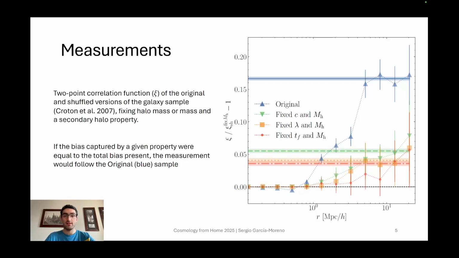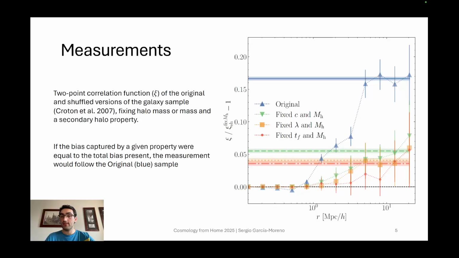To measure the total galaxy assembly bias present in any given galaxy sample, we must first shuffle the galaxies between halos of similar mass. Then we compute the two-point correlation function of both the original and the shuffled versions of the sample and take the ratio between these two functions, obtaining the data points of the figure to the right. Due to the stochastic nature of the shuffling process, we need to shuffle the galaxies a total of 100 times in order to produce reasonable results.